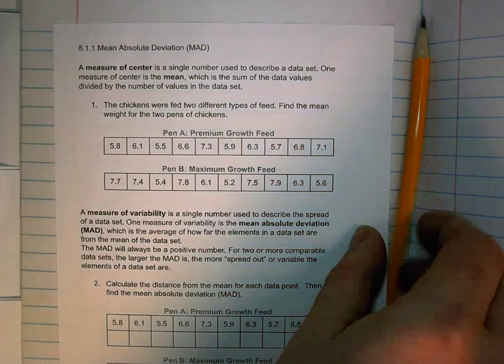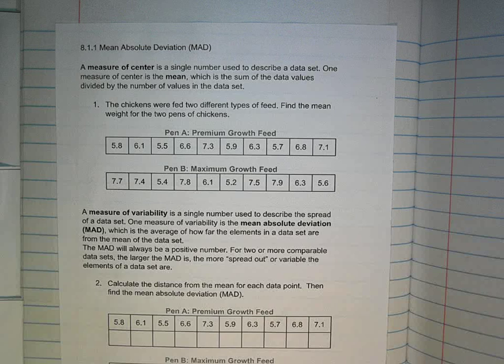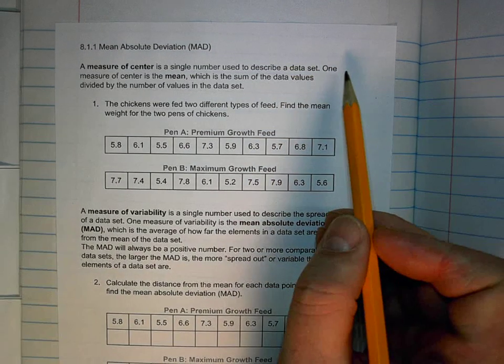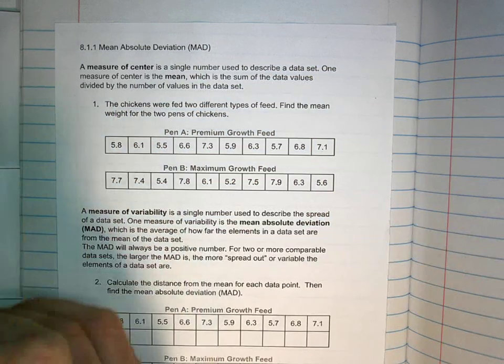So let's start first with the part you've got to start with, which is a measure of center. There are three measures of center. What are the three measures of center? Mode, mean, and median. So the mode is the number that appears the most often. The median is the number, if you line them up, that's exactly in the center. And the mean is the average of all the numbers. So we're going to use mean, which is the sum of the data values divided by the number.